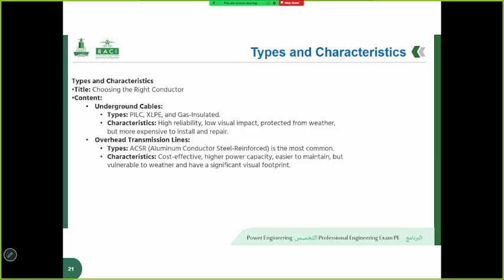Gas insulated cables are used for very high voltage applications. These cables use pressurized gas like SF6 as an insulator. They are very compact and highly reliable. To summarize, the characteristics of these cables are high reliability, low visual impact, high cost, complex repair, and thermal limitations.